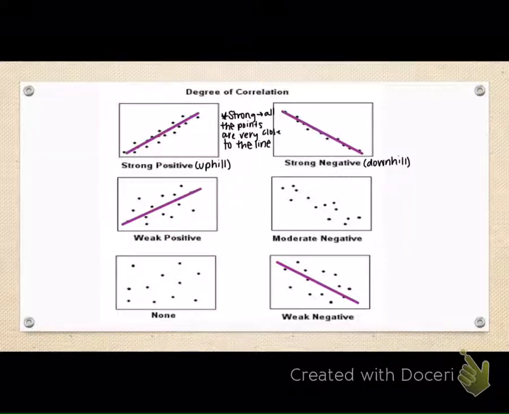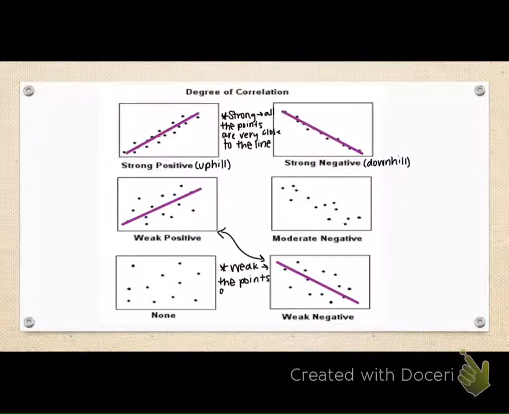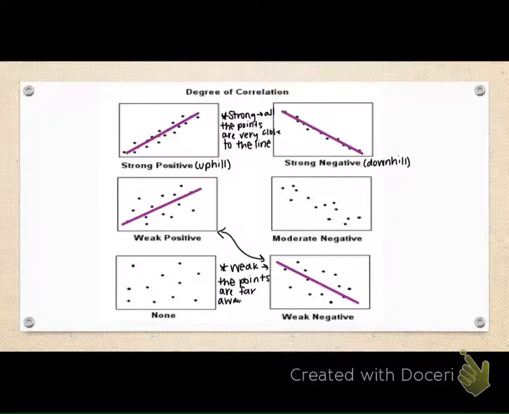Okay, so for these two, for it to be weak, the points are far away or spread from the line. Are we supposed to be drawing these lines? You don't have to. I'm just trying to explain it to you, though, so you might want to.